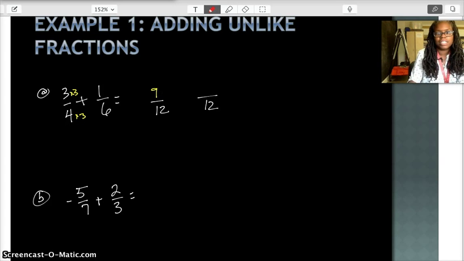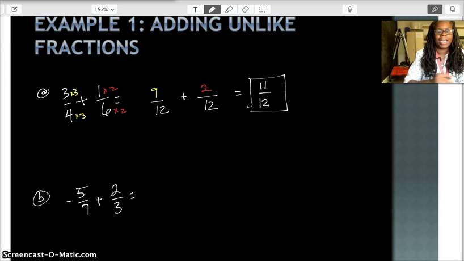I'm going to do the same thing with the 6, but with the 6, I multiply the denominator by 2 to get 12, so I'm going to multiply the numerator by 2 to get 2. Now these are the two fractions that I'm working with. I've got a common denominator, which is awesome. 9 plus 2 is going to give me 11 over 12. There's no way to reduce that, so my answer is 11/12. Let's look at the next one.